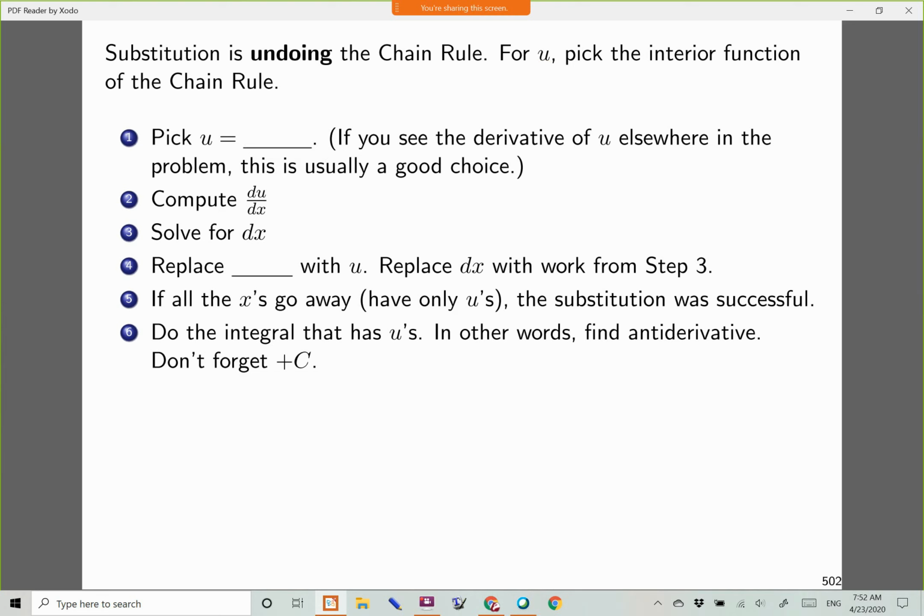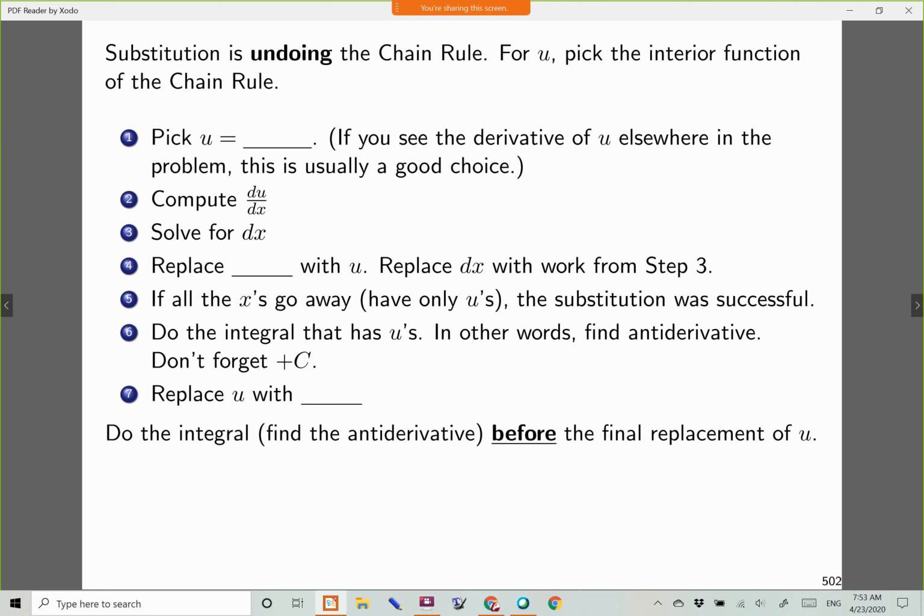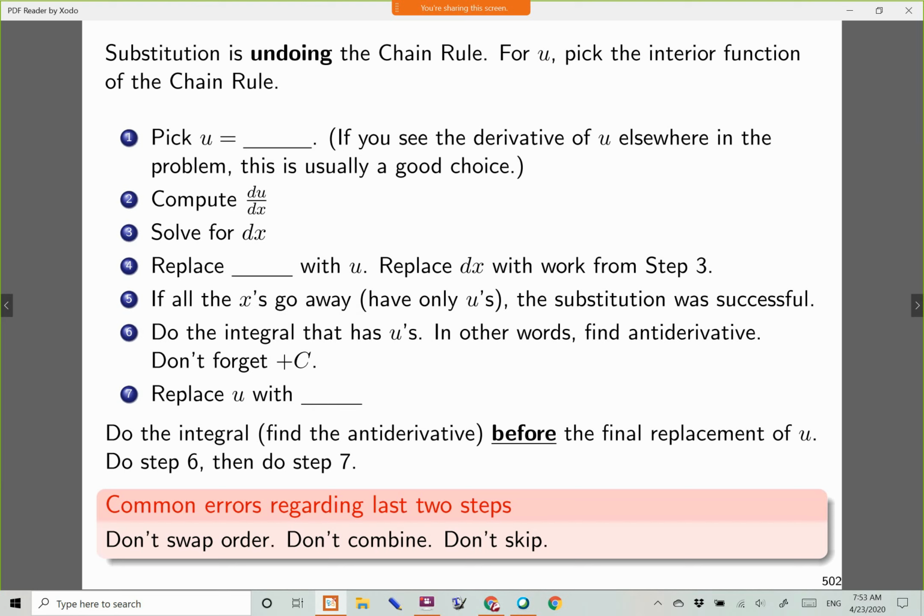Picking u is a difficult step for sure. But I think another key step that is difficult is step 6. So do that antiderivative, and save replacing u with what you said u should be for last. People try all kinds of things, like doing step 7 before step 6 or trying to combine them. Step 6 is a difficult enough step on its own. So do step 6, then do step 7. Don't swap the order. Don't combine steps. Don't skip one of those 2 steps. Those are the things that tend to go wrong.